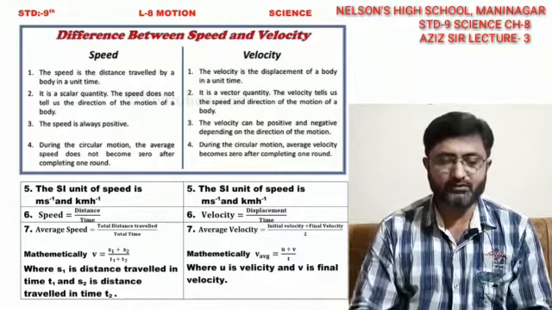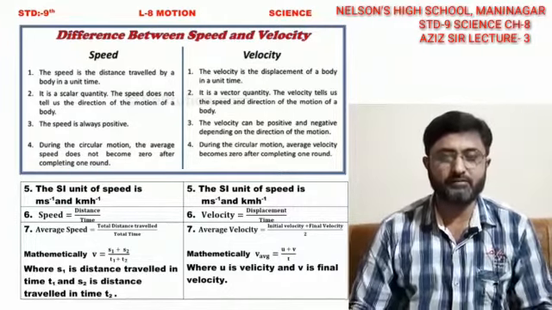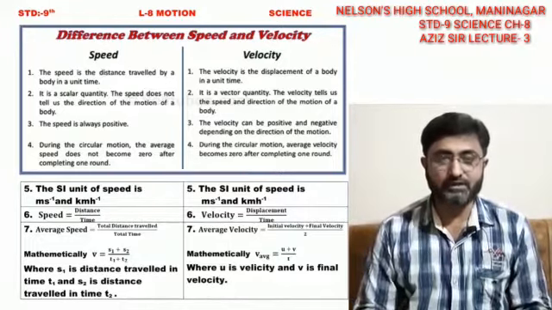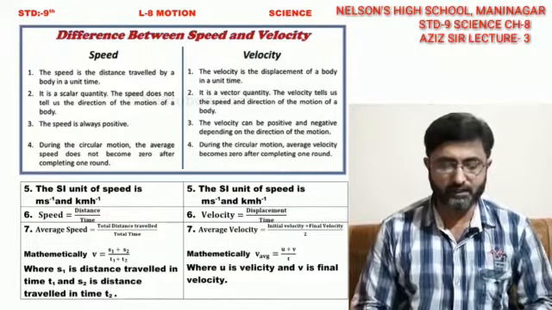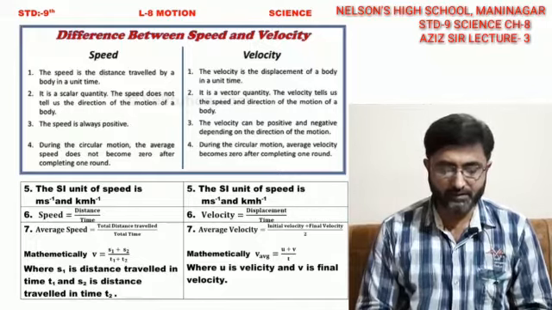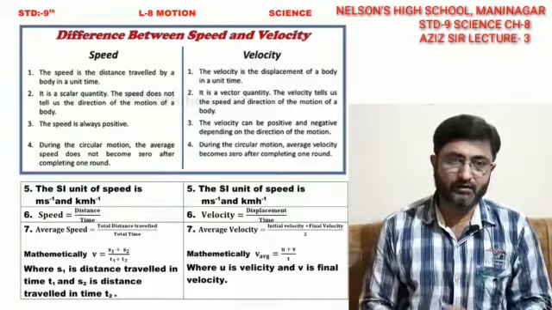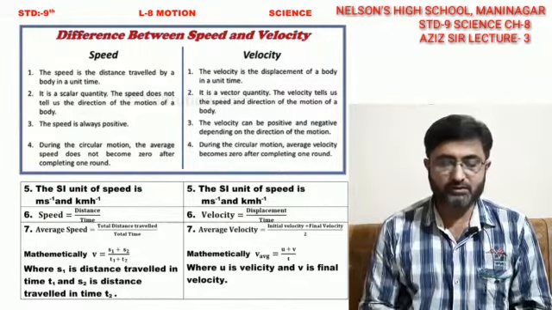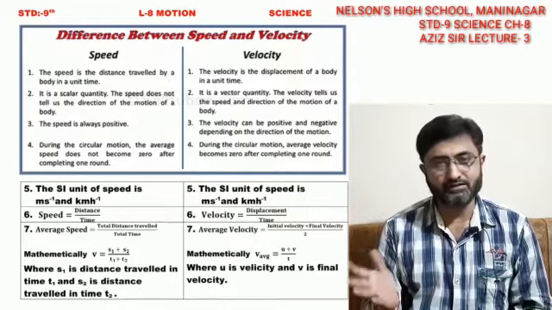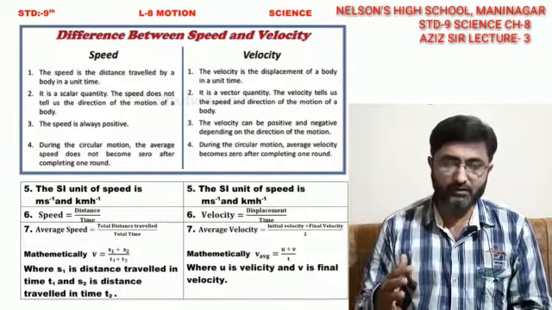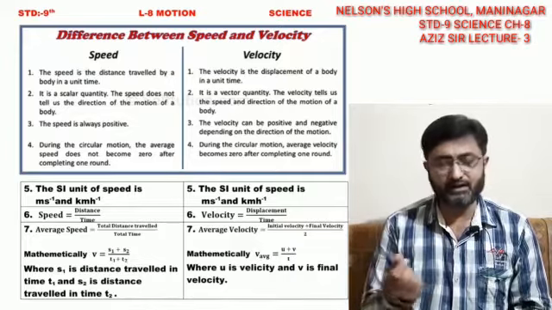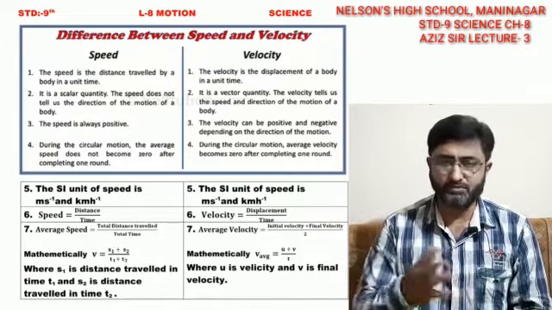In today's lecture we are going to see the difference between speed and velocity. As far as speed is concerned, speed is basically the distance traveled in some unit time. So the distance traveled in unit time is called speed. Velocity is slightly different, that is, it is known by the displacement.